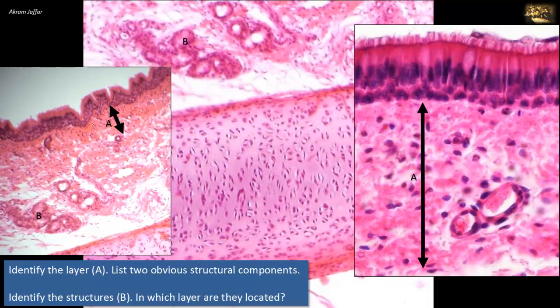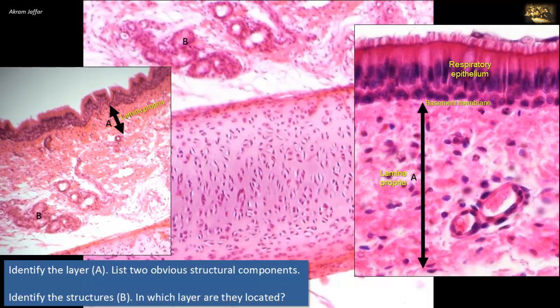So now layer A is located underneath the epithelium and is separated from the epithelium by a basement membrane. It can be seen here as a glassy homogeneous layer packed with collagen fibers. This layer becomes thicker in smokers as a response to mucosal irritation. Layer A is thus the lamina propria. It is part of the mucosa.